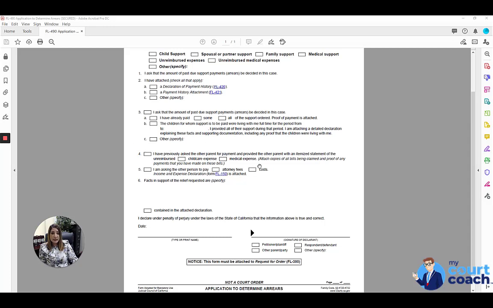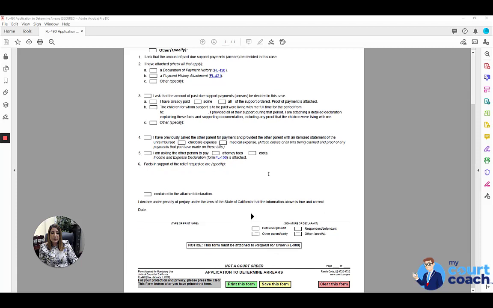If you have asked the other parent to pay for your unreimbursed childcare expenses or medical expenses, you can mark box 4 and then attach a copy of the bills being claimed and any proof of payment that you have made on these bills. I also think if you have proof that you've submitted those bills to the other parent, it's a good idea to include that as well.